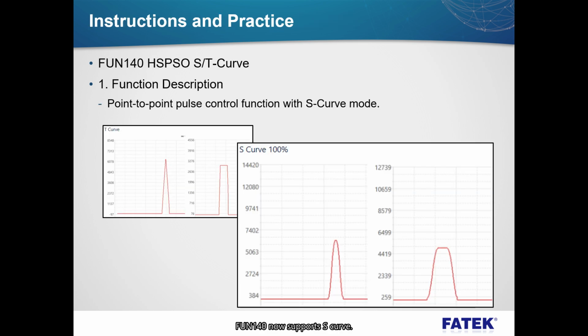Function 140 now supports S-curve. Originally, only T-curve is supported, which gives a sharp change of speed when reaching target speed. On the other hand, S-curve operates with more of a smooth change of speed, which allows a more stable way of control, possibly causes less damage to the machine in the long run, yet with sacrifice of speed of action.